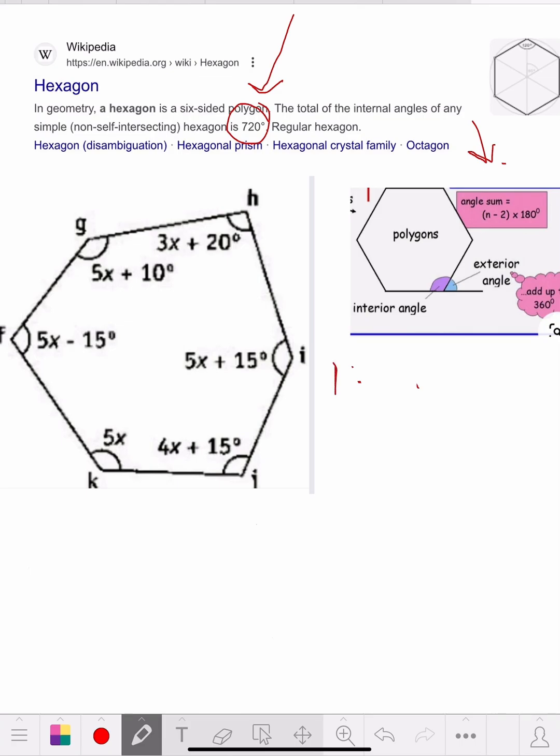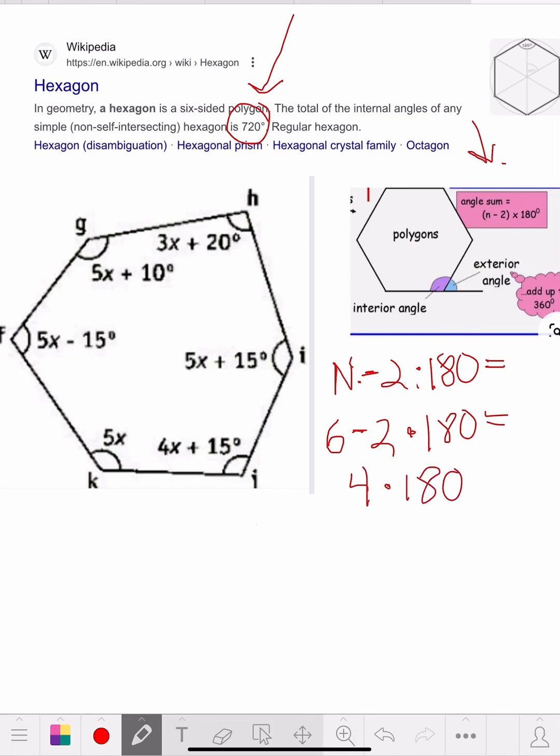It's n minus 2, times 180. That equals how many degrees are inside this shape. The n stands for the number of sides. So it's 6 minus 2, times 180. That's 4 times 180 equals, and what does it say? 720. So Wikipedia was right, there's 720 in this.